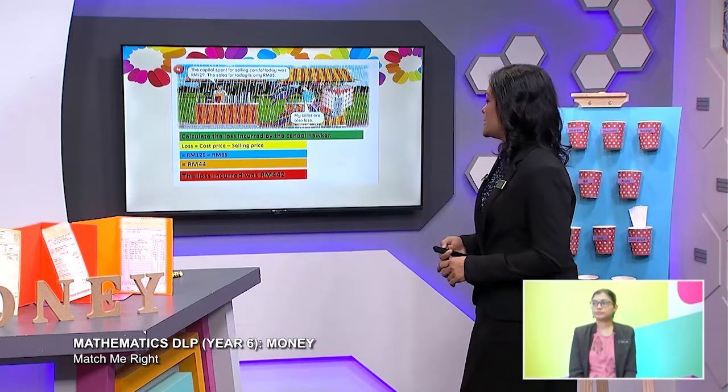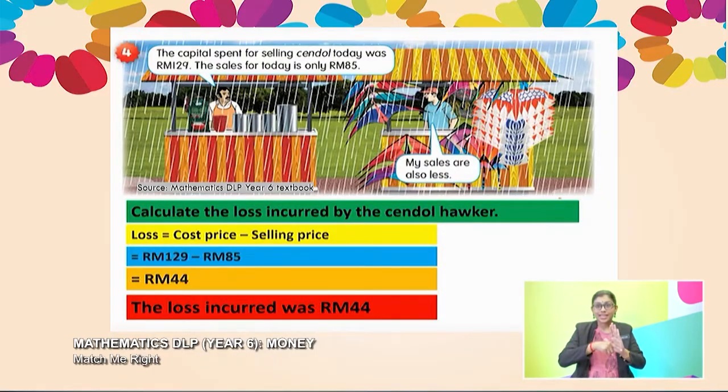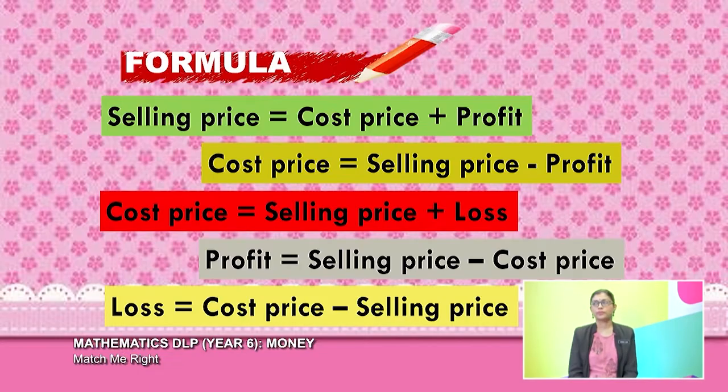Okay, so we minus 85 from 129. We have 44. The loss of the chendol hawker is 44 ringgit. Yes. Okay. Next. Okay, these are the formulas, students out there.